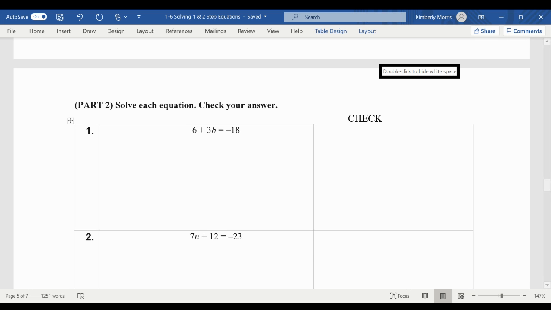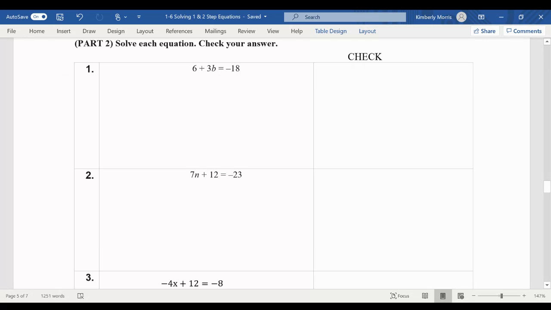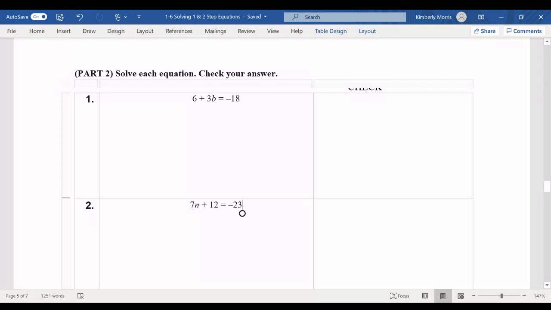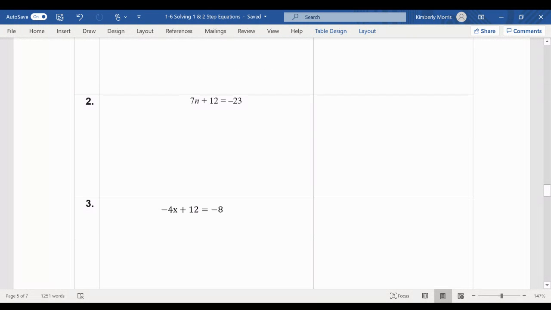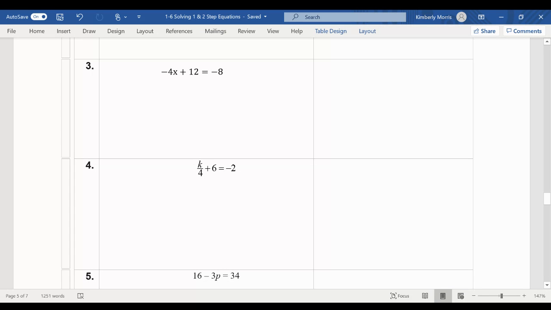So now we're on to part 2 of your worksheet. If you scroll down, you will see part 2. And here we have some two-step equations, and they're called two-step because they require 2 steps in order to be solved. I'm going to be going through numbers 3 and 4 with you, and the rest you can try on your own.